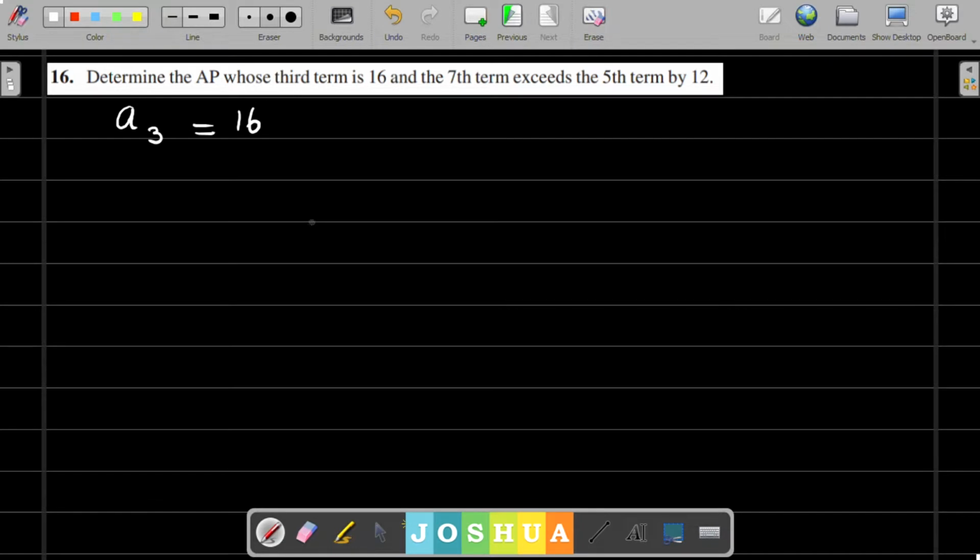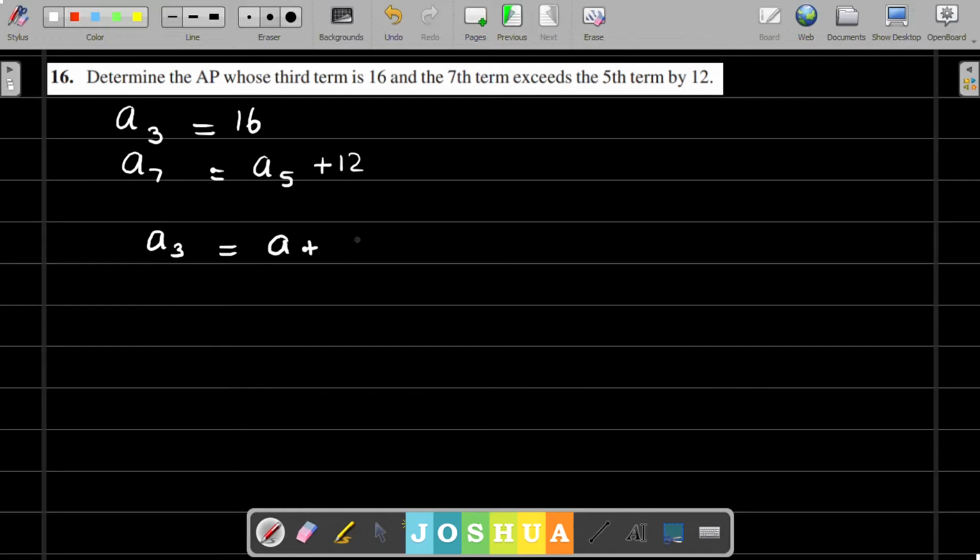And the seventh term exceeds fifth term by 12. So A7 is equal to fifth term plus 12. They said this one, seventh term exceeds fifth term by 12. So we have two equations, and from these equations easily we can find the A value, D value, then we can find the AP. Okay, so first now I am going to write the equation format of A3.